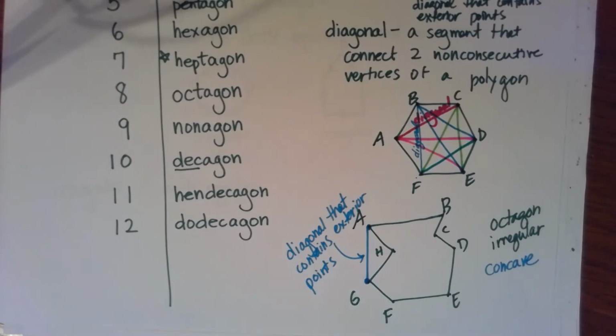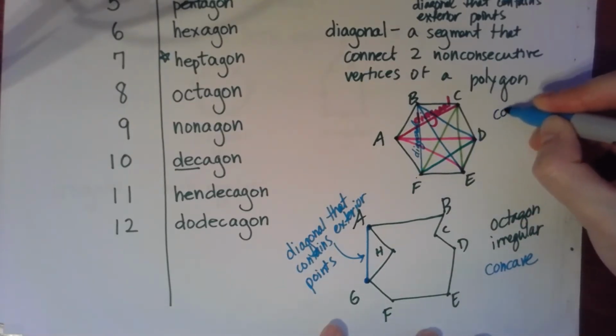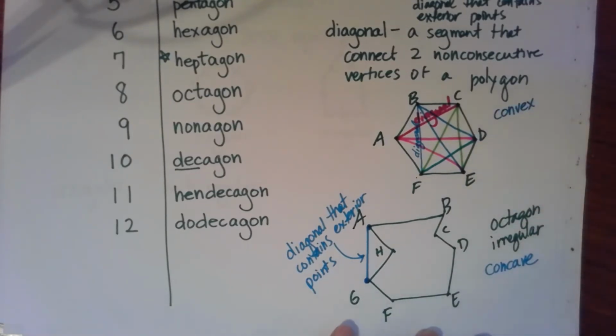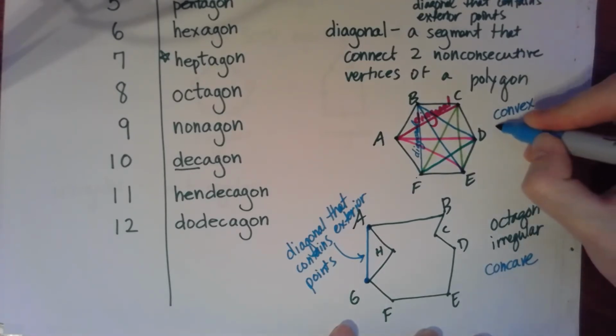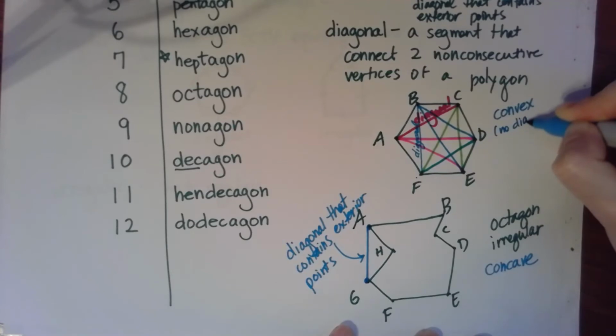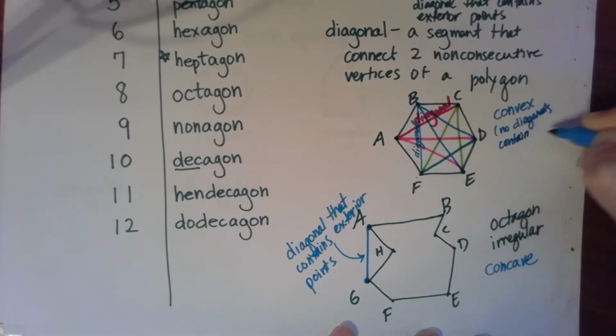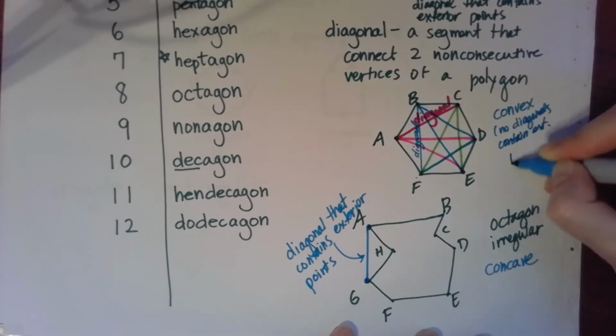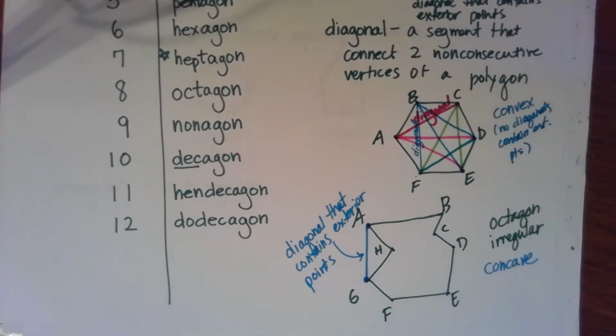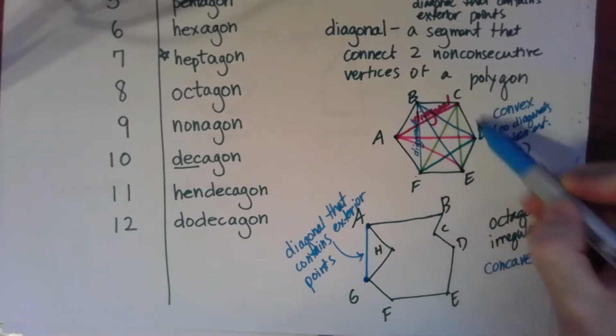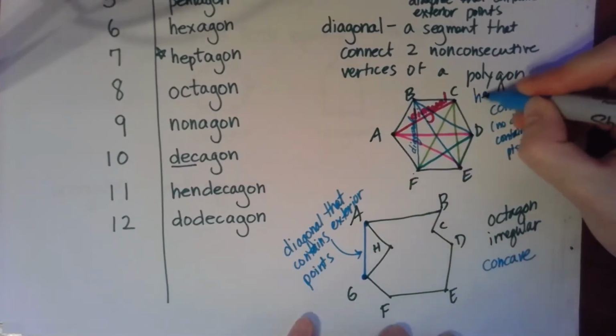So this would be called convex because there aren't any diagonals that contain exterior points. So no diagonals contain exterior points. This has 1, 2, 3, 4, 5, 6. This is a hexagon.